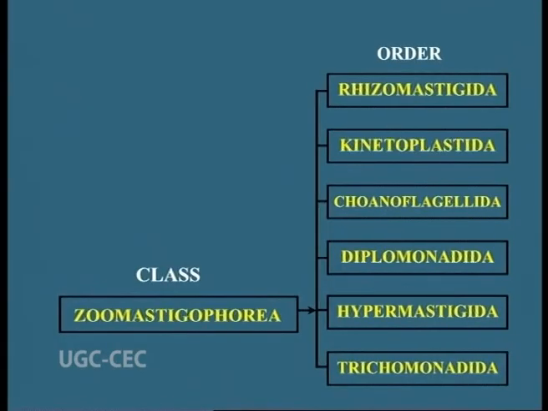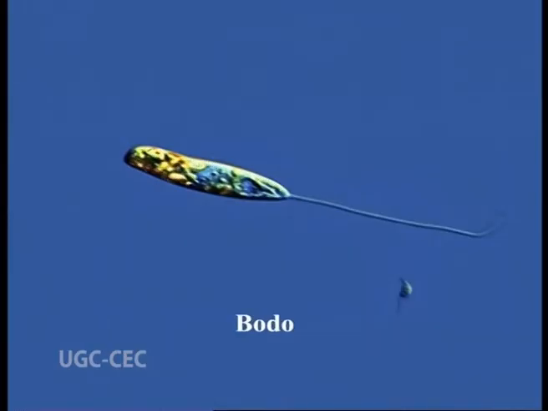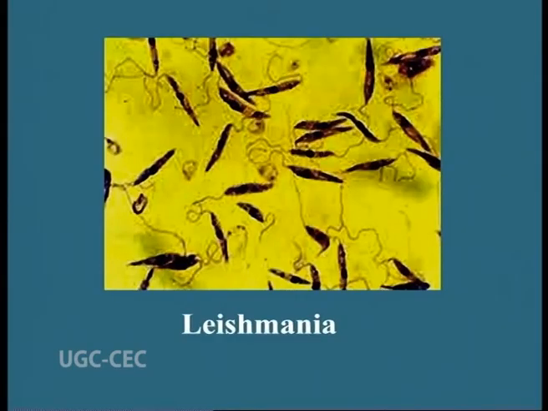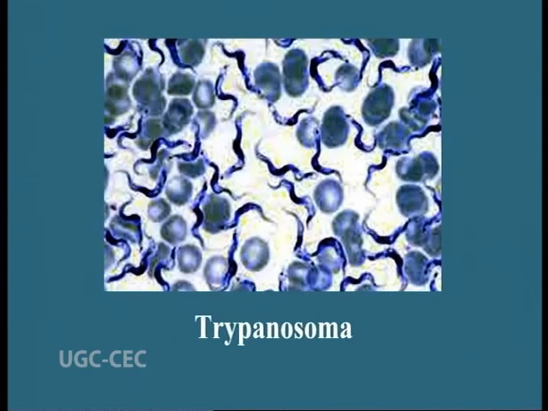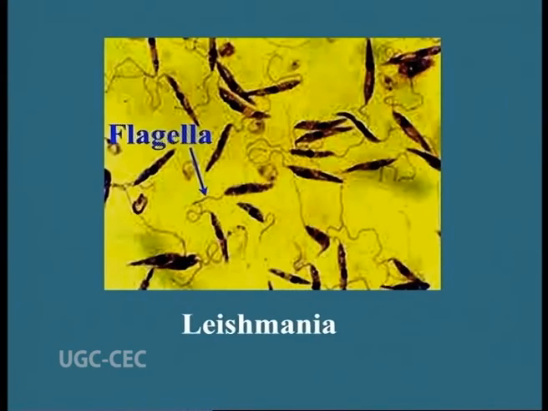Order Kinetoplastida, and examples are Bodo, Leishmania and Trypanosoma. Flagella 1 to 4. Gullet absent. They are parasitic forms. Kinetoplast present.